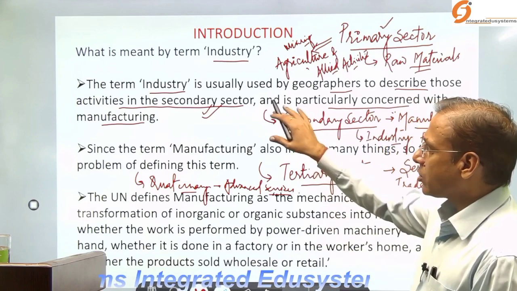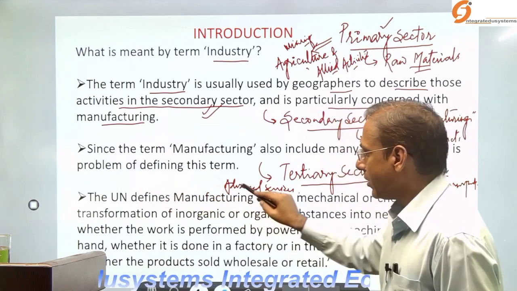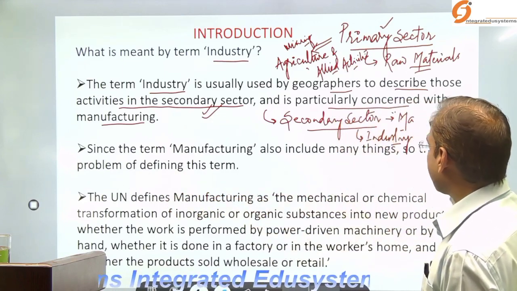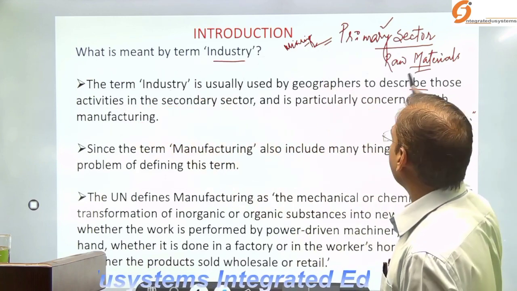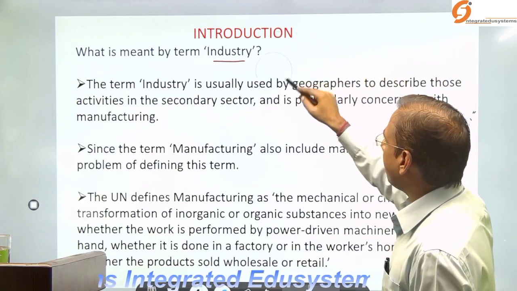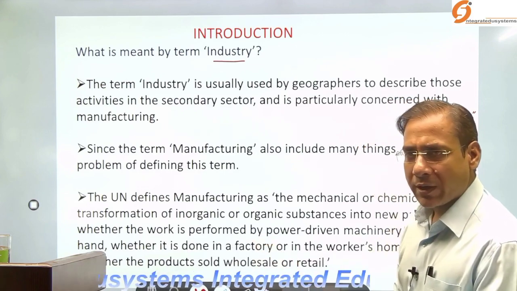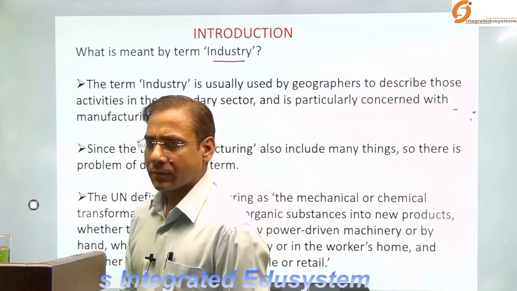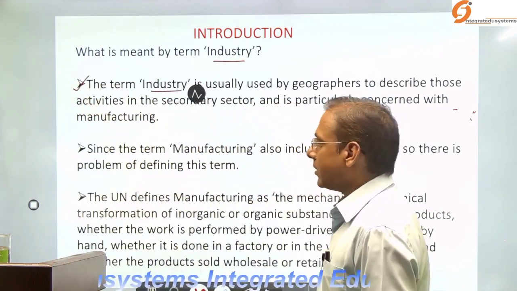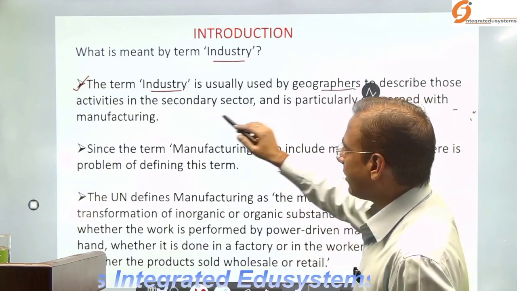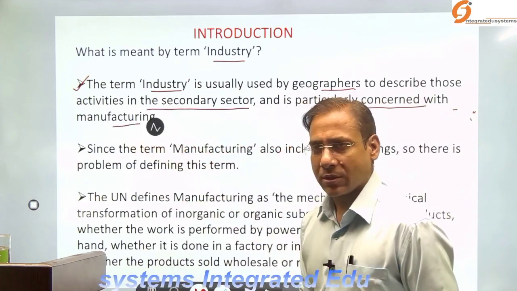So what the geographer stated, according to geographer, what is industry? Industry is a kind of secondary economic activity in which we manufacture certain products by using the raw materials which are provided by the primary sector of economy. So this is the definition of the term industry. That term industry is usually used by geographers to describe those activities in the secondary sector and is particularly concerned with manufacturing.